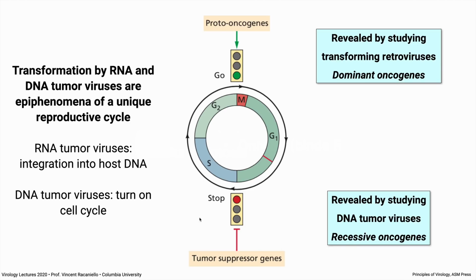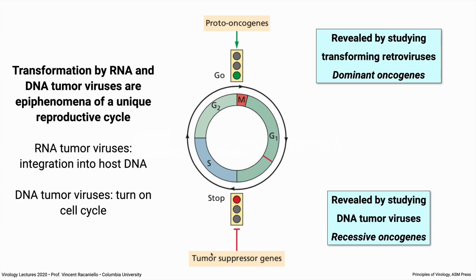Here's a summary of everything today. We know that transformation by these viruses, both RNA and DNA tumor viruses, these are epiphenomena of unique reproductive cycles. In the case of RNA tumor viruses, the viral DNA has to integrate. And when that goes in the wrong place, it can pick up an oncogene or activate it. And in the case of DNA tumor viruses, they have to turn on the cell cycle in order to replicate their DNA. And sometimes, in the absence of a lytic infection, that can transform cells. So they are accidents, essentially.